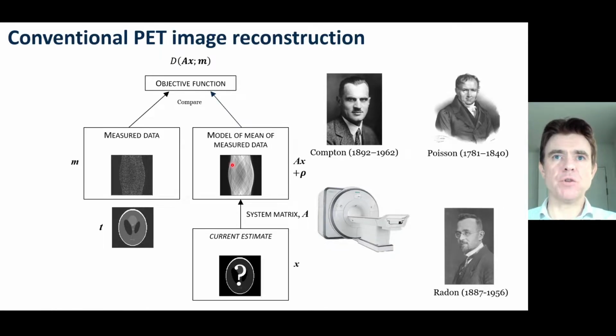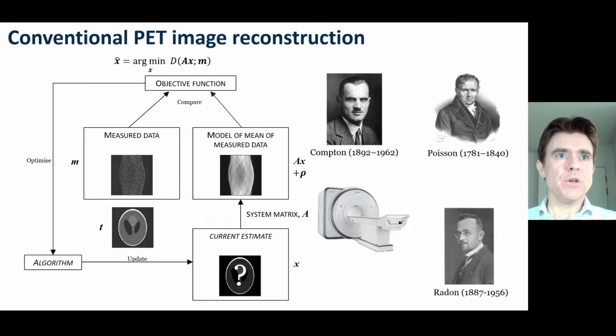And so what we do is just compare this mean of the measured data, our model of the mean, according to our current reconstructed estimate X, with the actual realization of data that we acquired, M, and then we use a Poisson noise model typically, and use that as a way of measuring the level of agreement between the measured data and our model of the mean of that data. So this is just a distance metric between our model AX and our measurement M, and that's what we call an objective function. So in MR that would be least squares quite typically, and in PET it's nearly always a Kullback-Leibler divergence measure, basically a Poisson log likelihood measure.